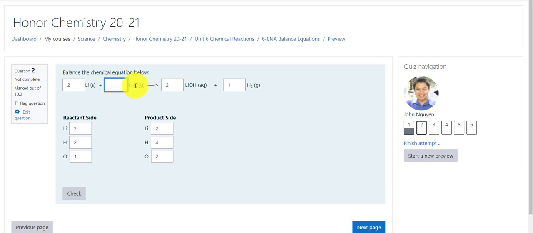Again, remove this and ask ourselves the same question. Two times what will give you four? So the answer is two. There you go. Two times two gives you four. And then for oxygen, it's magically balanced itself. One times two gives you two.